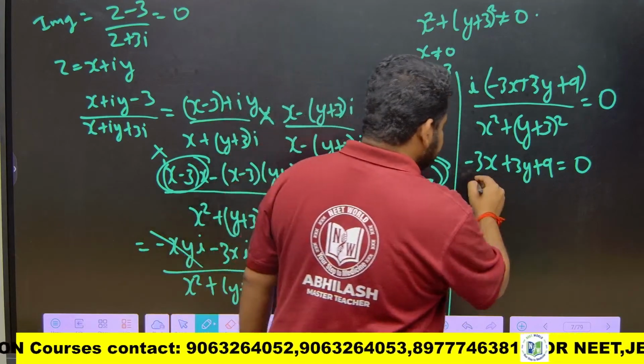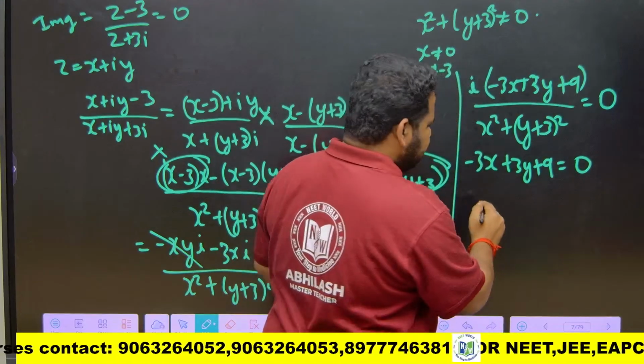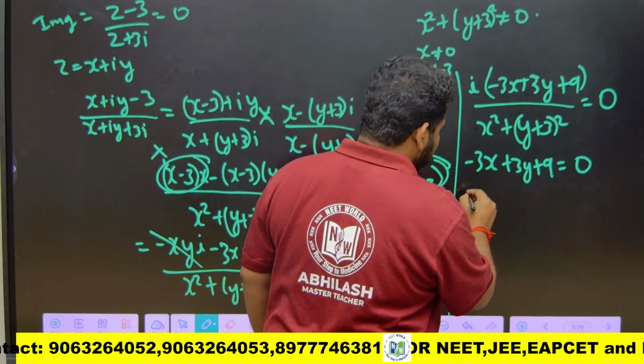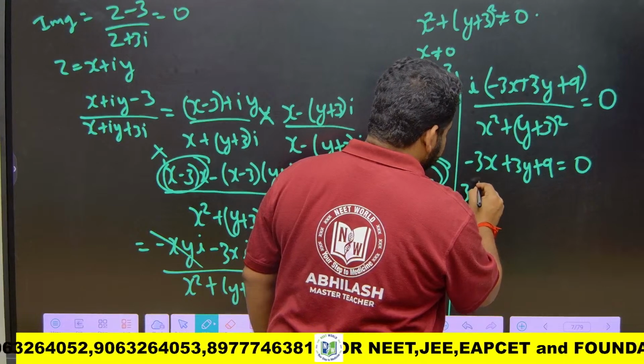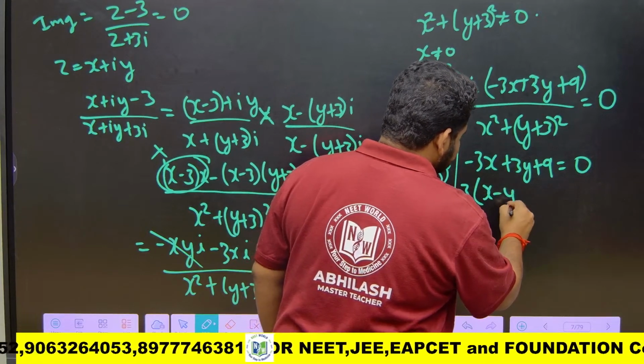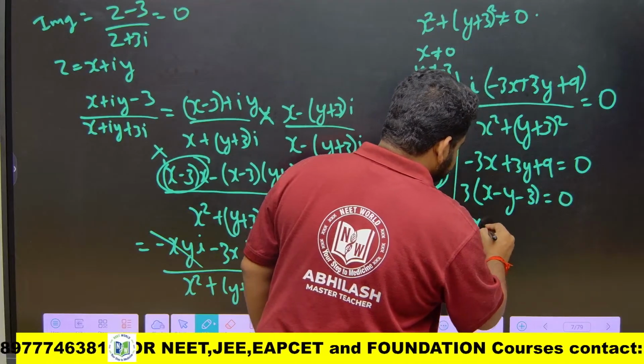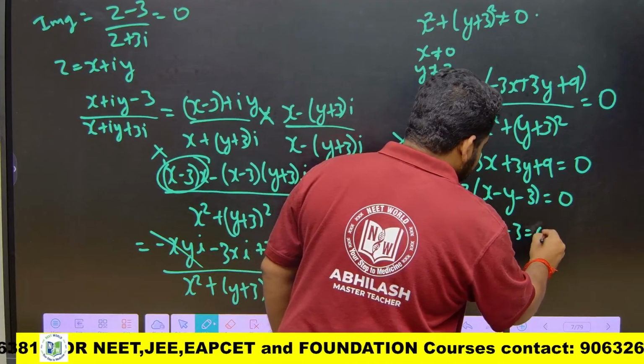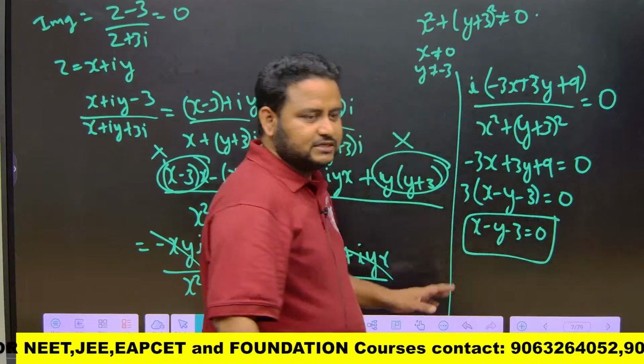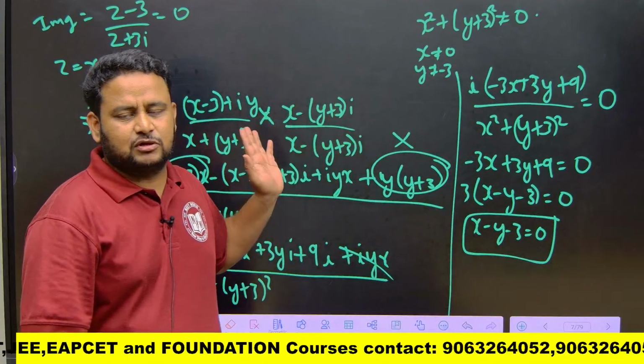Now here if I take 3 common and multiply throughout by minus, this will become x minus y minus 3 is equal to 0. So this will become x minus y minus 3 is equal to 0. This is the locus of the given equation. This is the locus of point P.